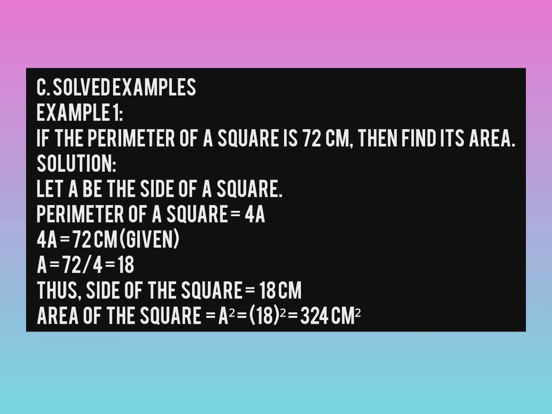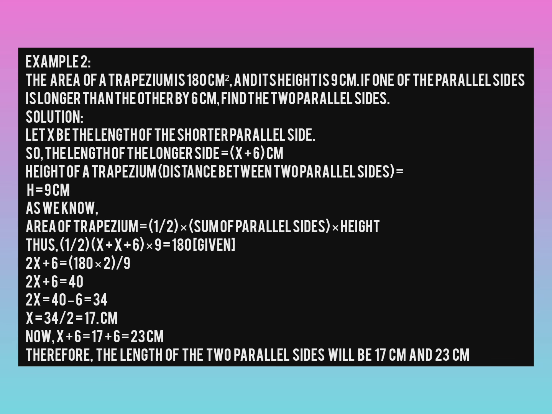Area of the square equals a squared equals 18 squared equals 324 cm squared. Example number 2. The area of a trapezium is 180 cm squared and its height is 9 cm. If one of the parallel sides is longer than the other by 6 cm, find the two parallel sides.